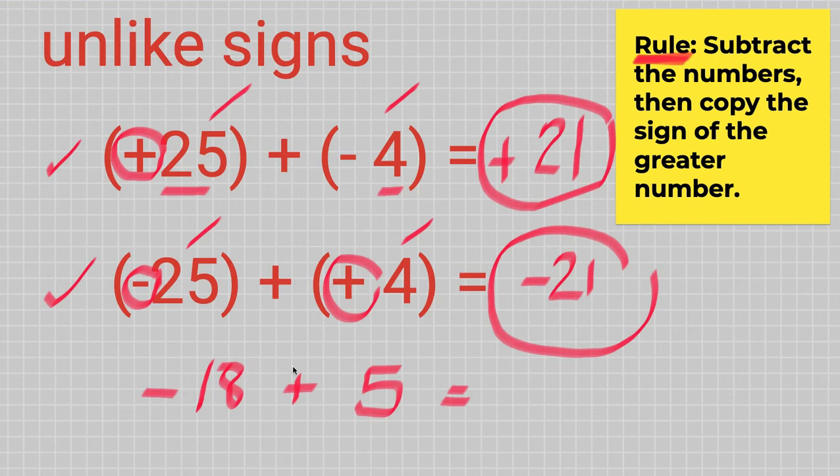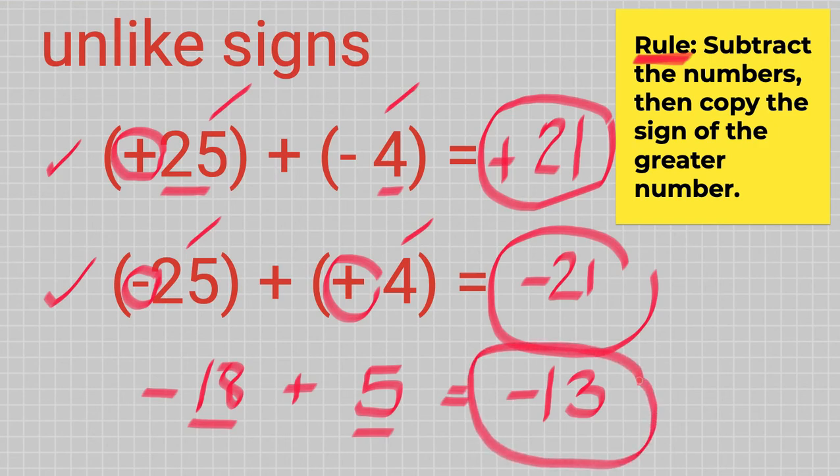Since the signs are not the same, we need to subtract. 18 minus 5 gives us 13. After that, compare the numbers. 18 and 5, which is greater? Of course, 18. And what is the sign of 18? Good, negative. So the answer would be negative 13. Negative 18 plus 5, the answer is negative 13.